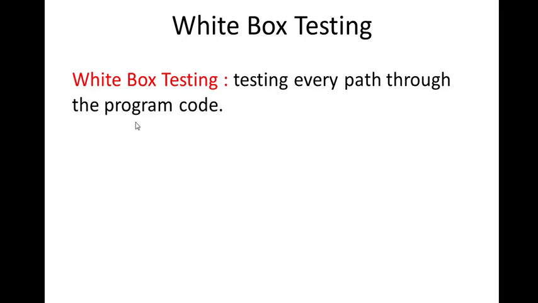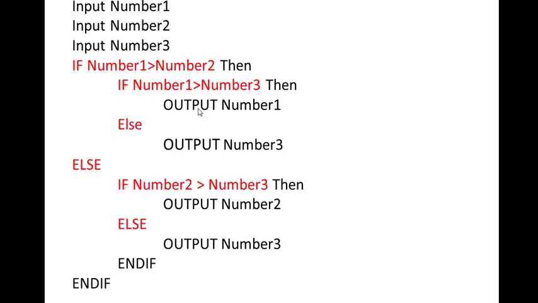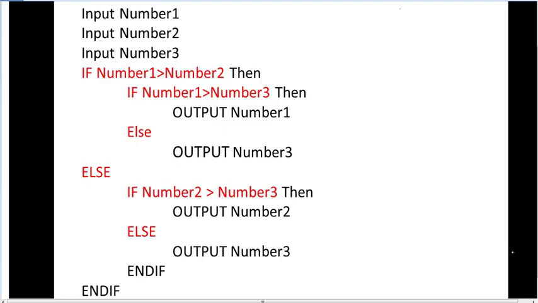Okay, and in white box testing, we must test every path through the program code. We must test every path through the program code. So we must test every branch that can be taken. Okay, what I'm going to do now is take a look at the different branches that are there in this code, and we can devise our test data accordingly. Okay, let's take a look at the different paths through the code.